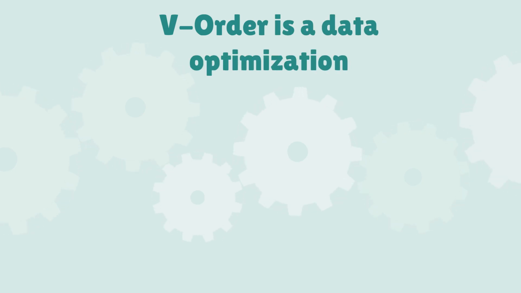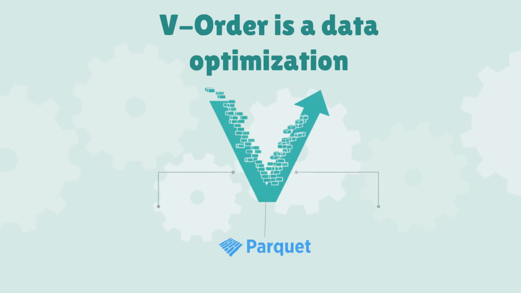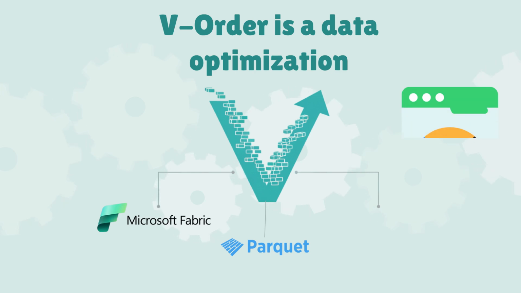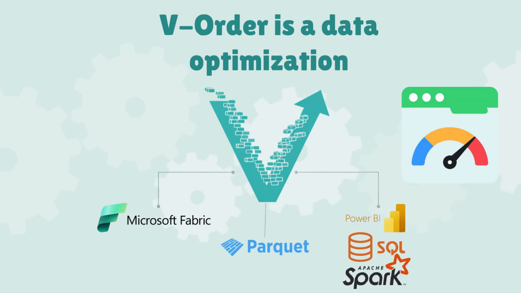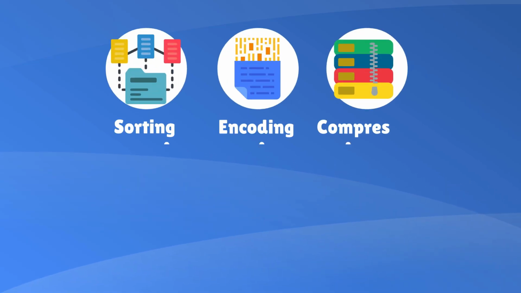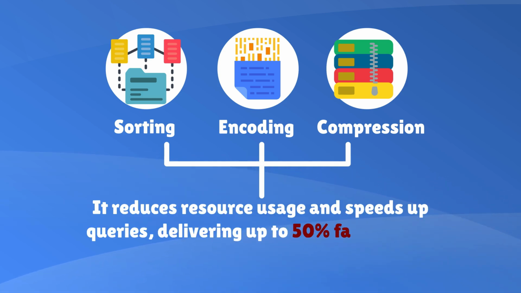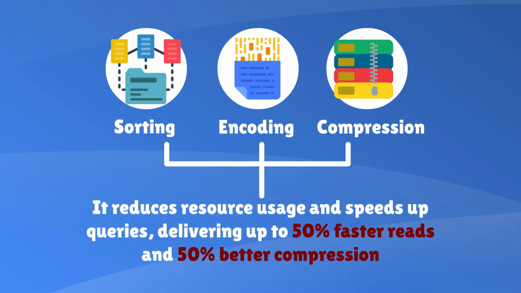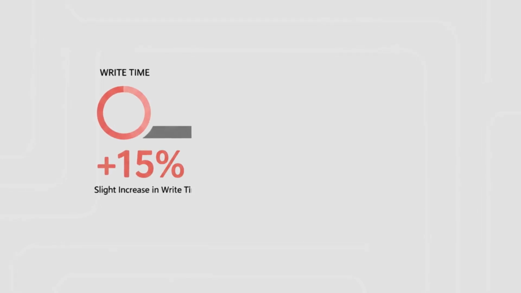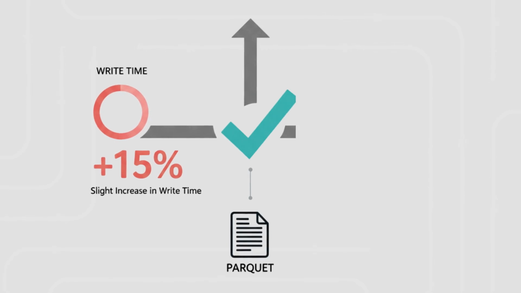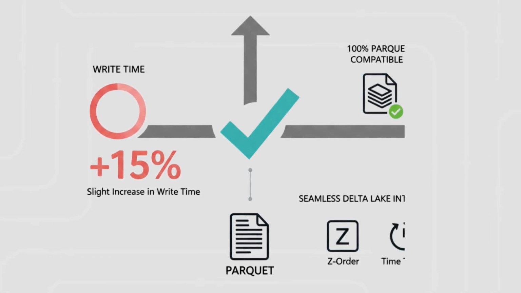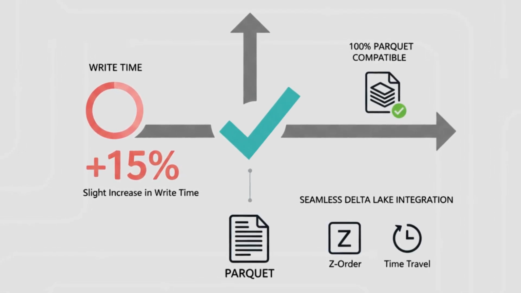vOrder optimization. vOrder is a write-time optimization for Parquet files in Microsoft Fabric that significantly improves read performance, especially for Power BI, SQL, and Spark. By applying advanced sorting, encoding, and compression, it reduces resource usage and speeds up queries, delivering up to 50% faster reads and 50% better compression. Though it slightly increases write time, by about 15%, it remains 100% Parquet compatible and works seamlessly with Delta Lake features like zOrder and time travel.